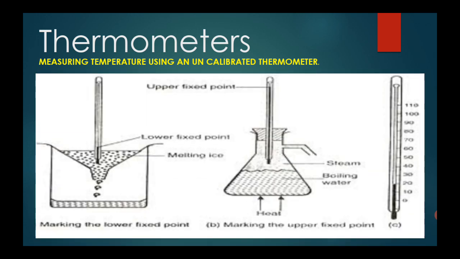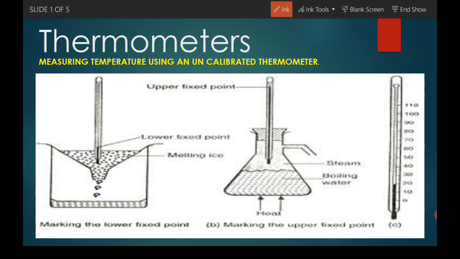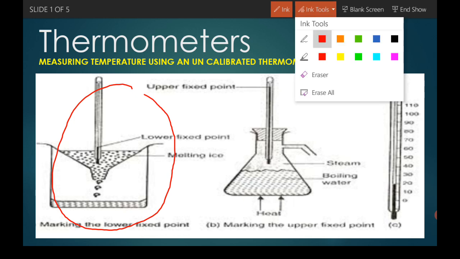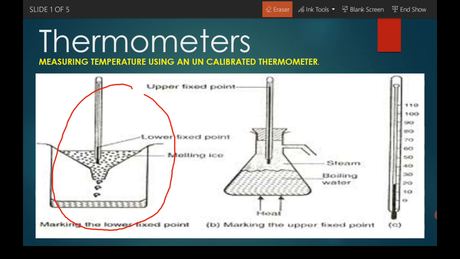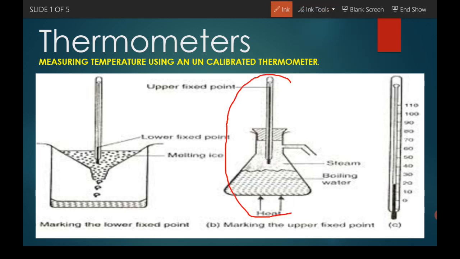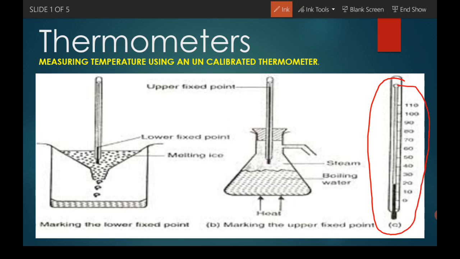When we look at this diagram here, we are having three parts. We have this diagram where you have a thermometer placed in pure melting ice in a funnel. The next diagram shows a thermometer which has been placed in steam from pure boiling water. At the same time, we have this thermometer here, which is not placed in any liquid or on any material, but it has markings 0, 10, 20, and so on.